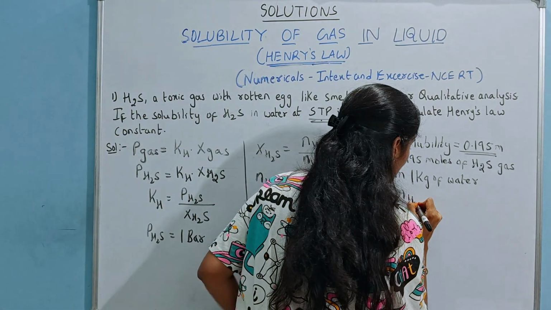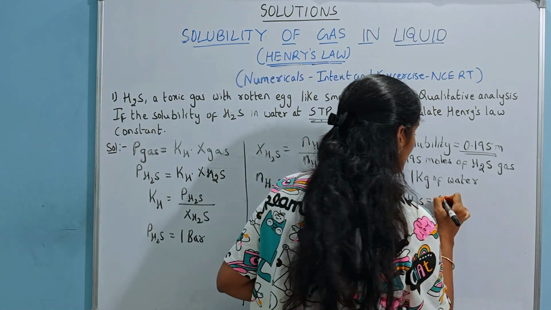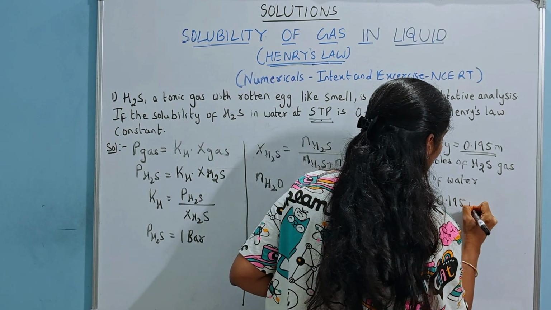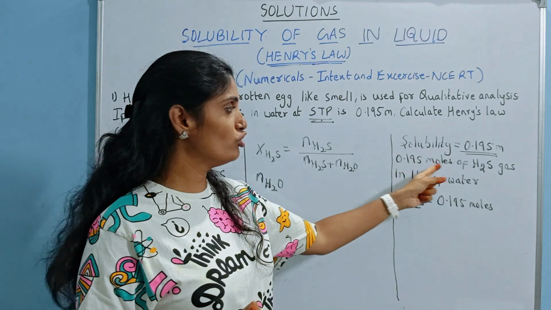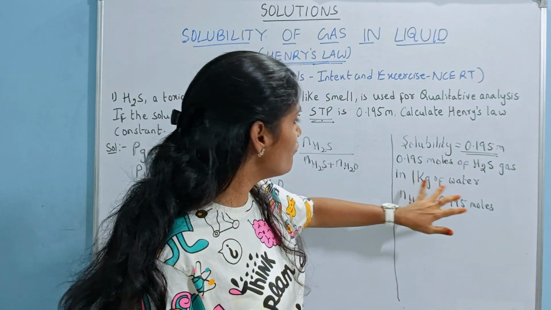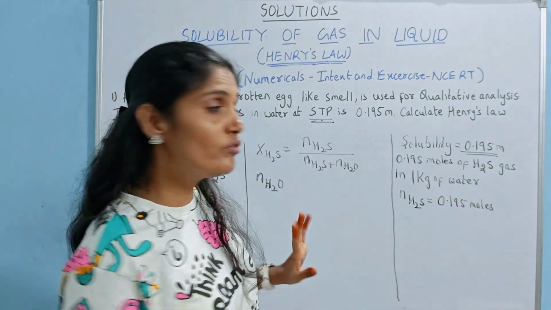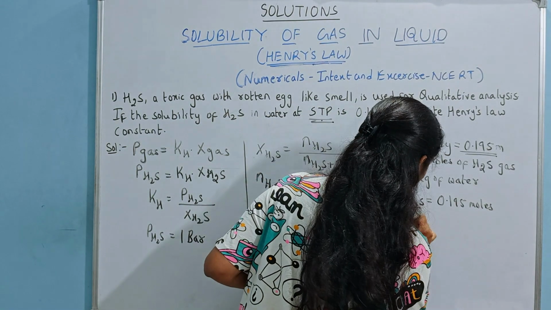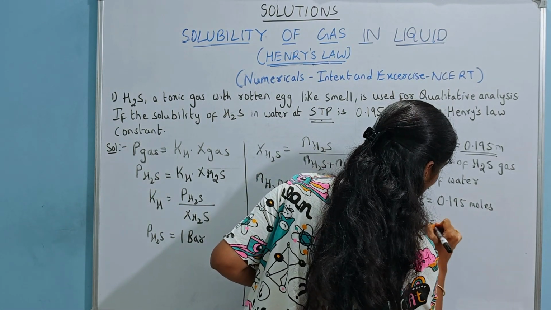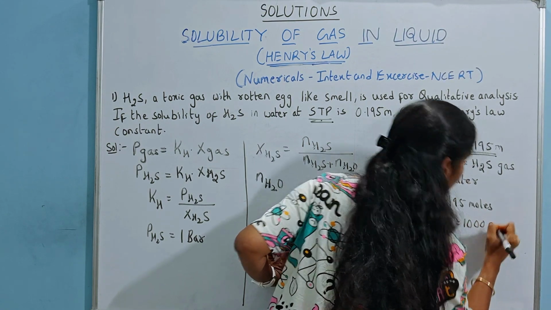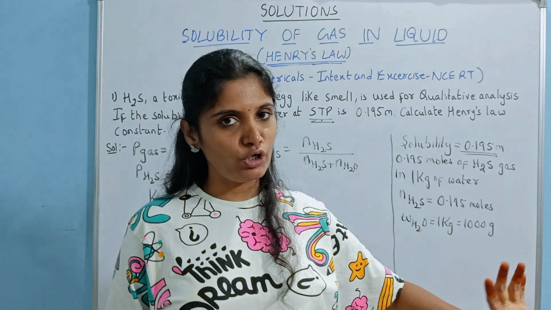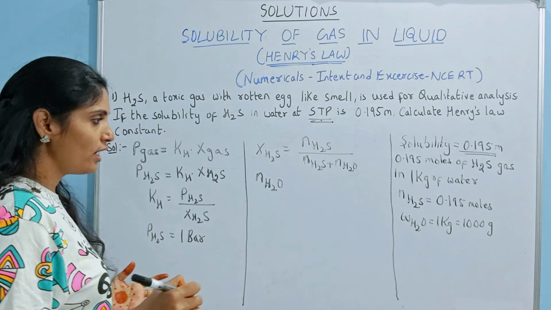Number of moles of H2S is equal to 0.195 moles in 1 kg of water. So I have the weight or mass of water here. Weight of water is equal to 1 kg, that is equal to 1000 grams. Now what can I do here?